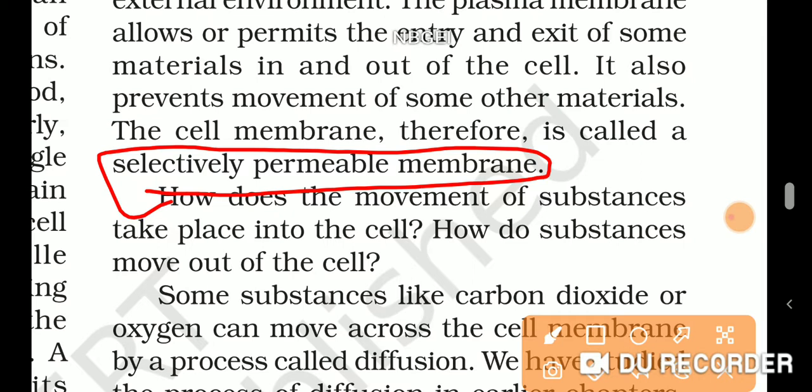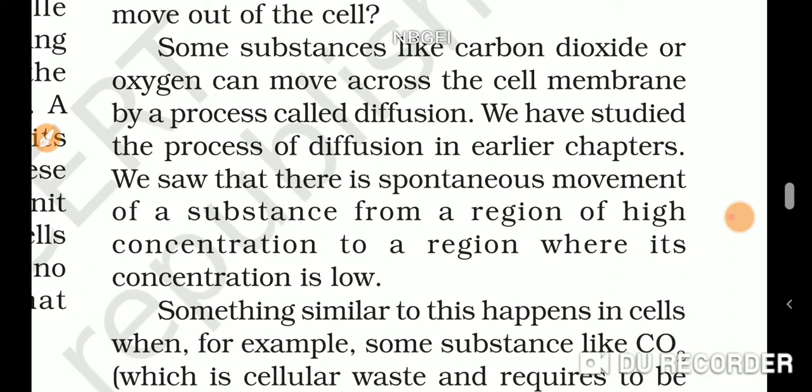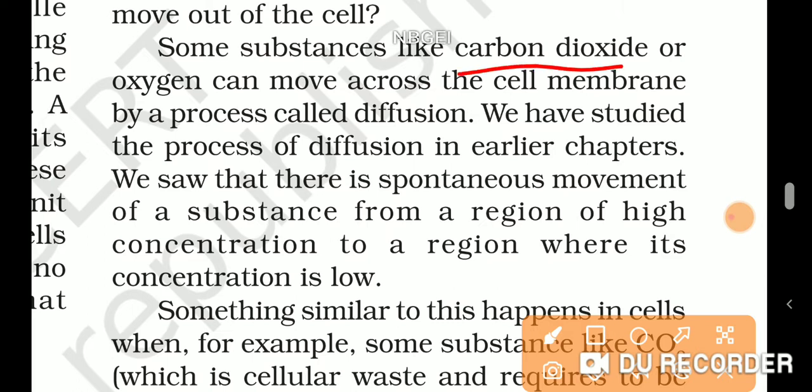Now the movement of substances takes place into the cell. How does the movement of substances take place? Some substances like oxygen and carbon dioxide are the substances that move. Whenever carbon dioxide is in excess quantity in our cell, the carbon dioxide has to be removed and there is need of oxygen gas. So the cell membrane permits the carbon dioxide to go out of the cell and oxygen to enter inside the cell.